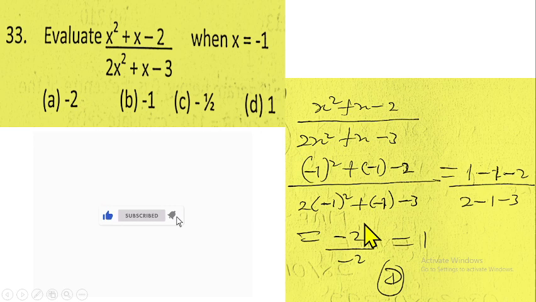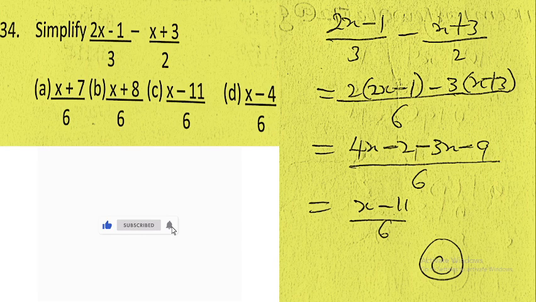So option D is the correct option. Question number 34 is on algebraic expression as well. So algebraic fraction rather. So you have to simplify (2s minus 1) over 3 minus (s plus 3) over 2.